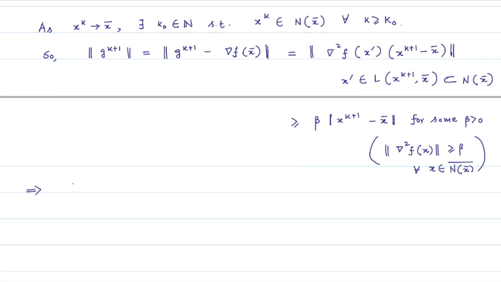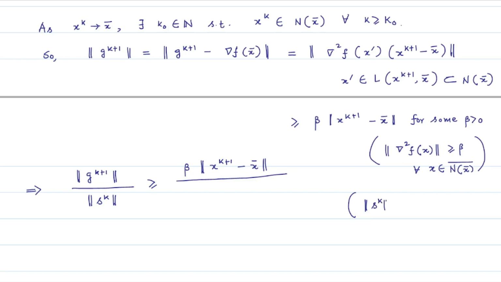And therefore, we have from this inequality that norm of gk plus 1 divided by norm of sk is greater than or equal to beta times norm of xk plus 1 minus x bar divided by the norm of sk, but we notice that this norm of sk is equal to norm of xk plus 1 minus xk, which is less than or equal to norm of xk plus 1 minus x bar plus norm of xk minus x bar.